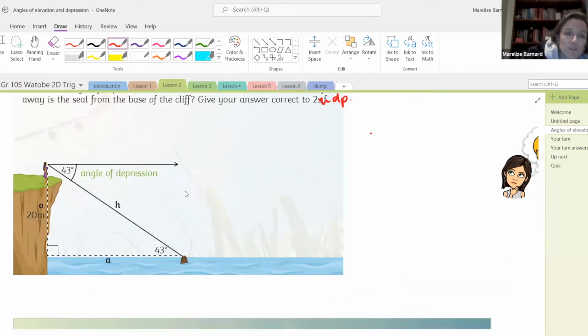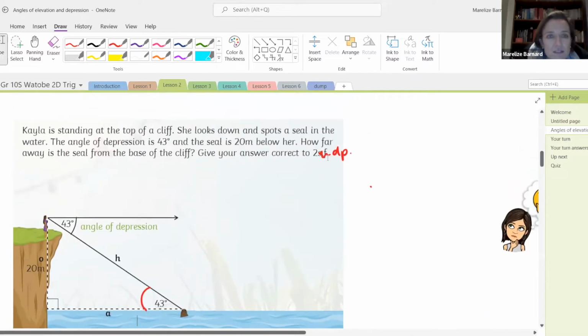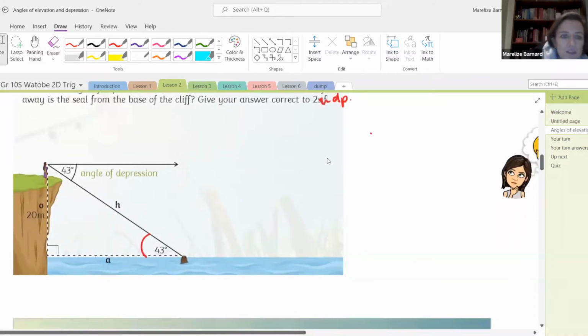So the first thing we've got to realize is that this angle of depression looking down at the seal is going to be the same as this angle of elevation from the seal looking up at Kayla. Okay, so that's the first thing we do. And then this height is the 20 meters. So if we want to find the distance, how far is the seal from the base of the cliff, we're going to have to solve for A.